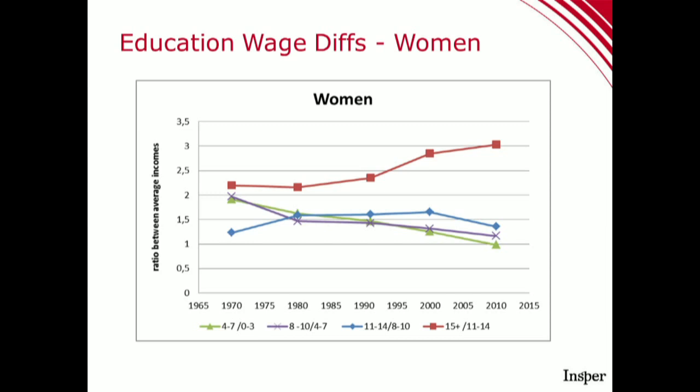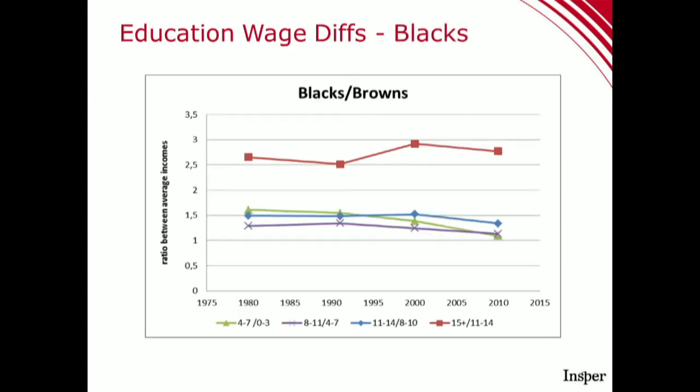You also see this rise in returns to college education and fall in the other returns. And we also did it for blacks and browns, mulattoes, and we also have this increase in college and decline in the others. So it seems that there are some differences, but the basic pattern remains the same, okay?